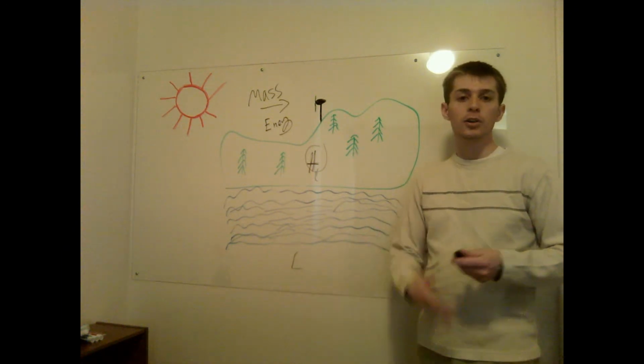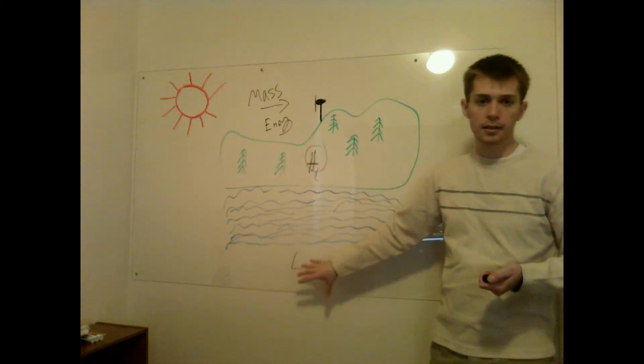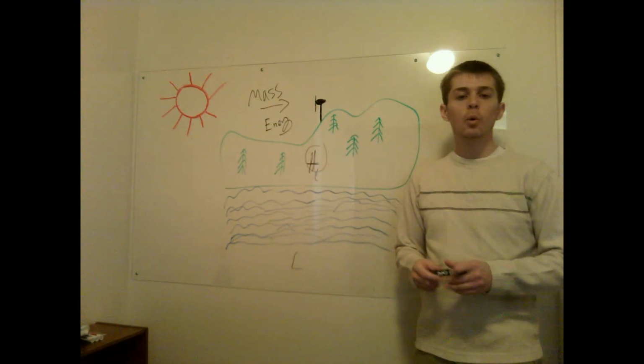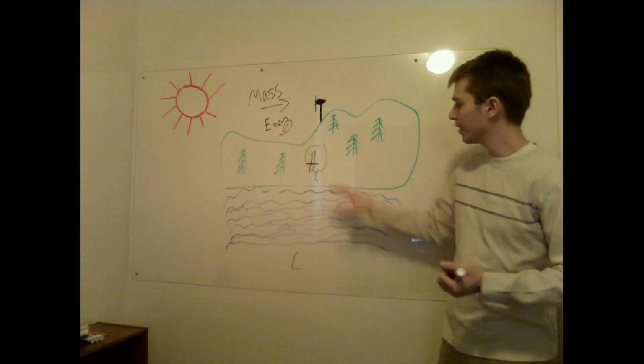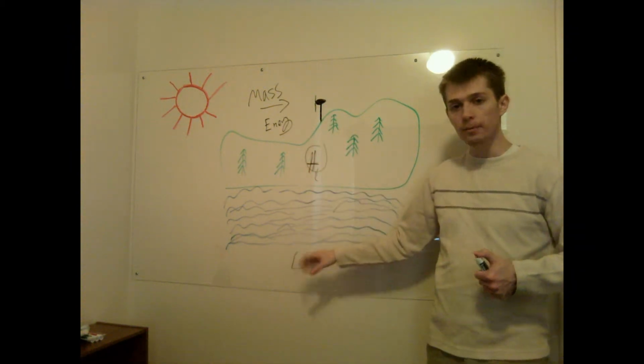Now the universe wants to balance everything out. And so it's going to want to take the high to the low. What does that mean? Well, that means all the air over here wants to be over here now. And so it's going to want to move there.